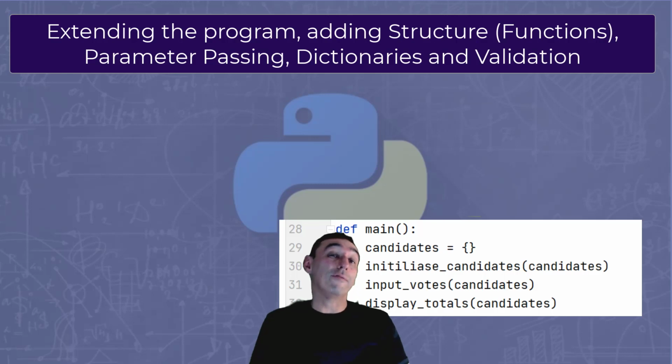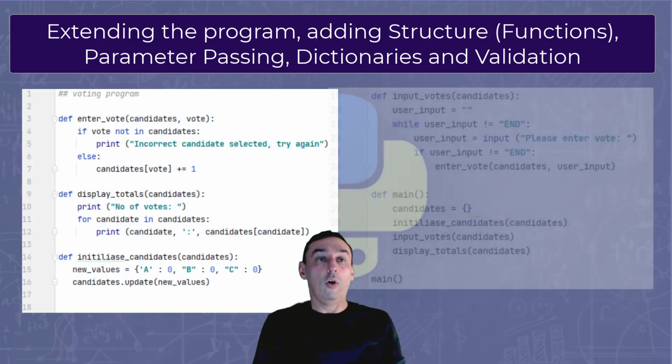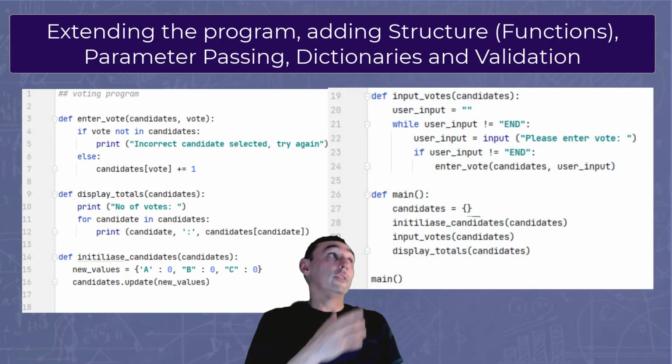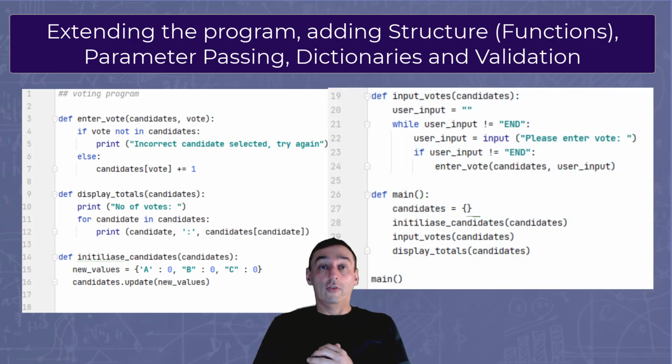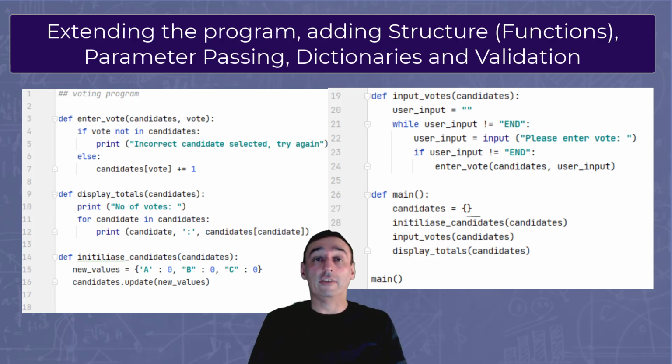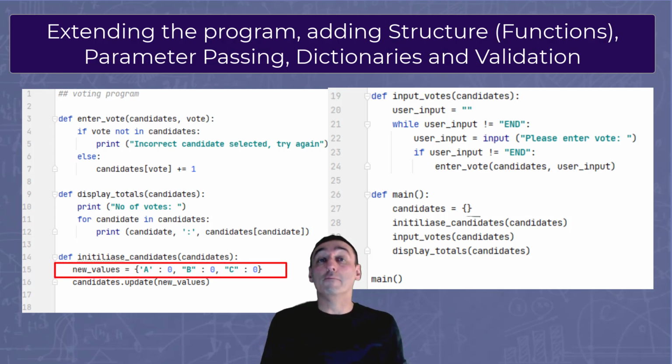And then finally, when we finish that main function, we finish the program. And here you can see in its entirety the complete program with functions, validation, and a little bit of flexibility in the sense that because we've created a dictionary, if we wanted to in the future, we could add more candidates and the program would still function quite happily.